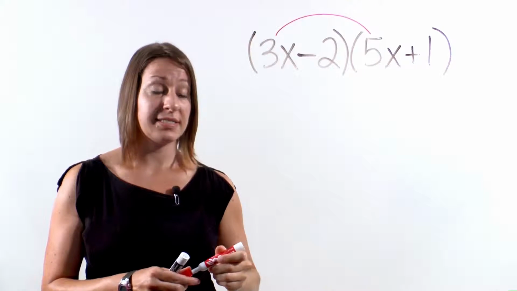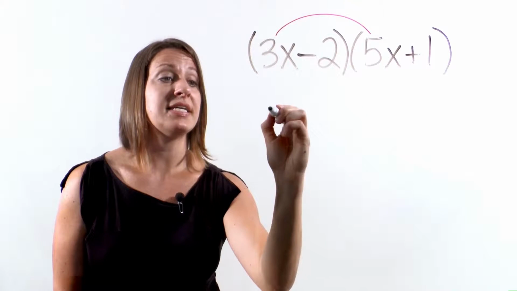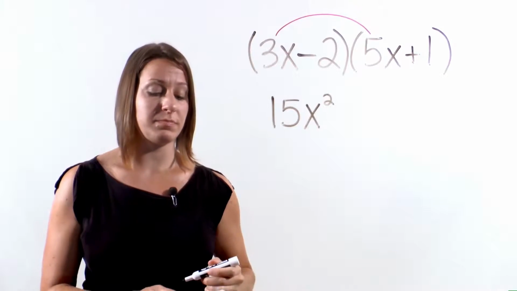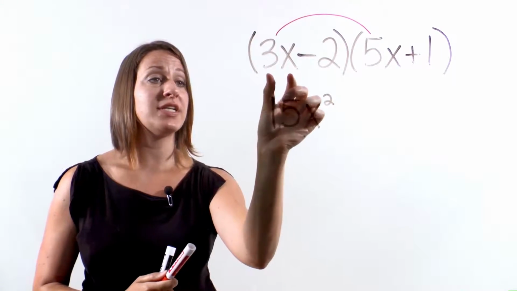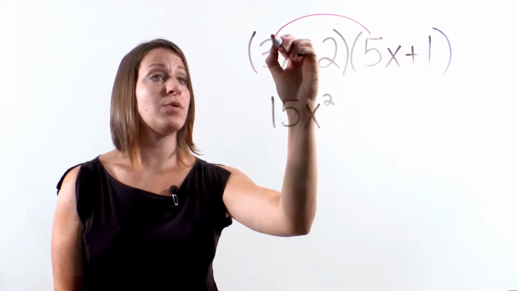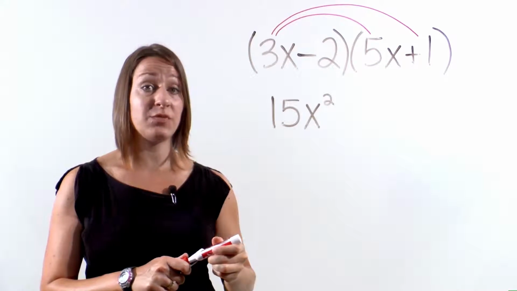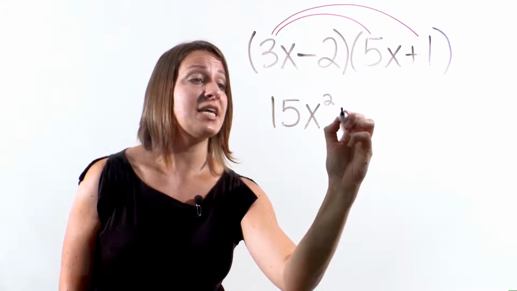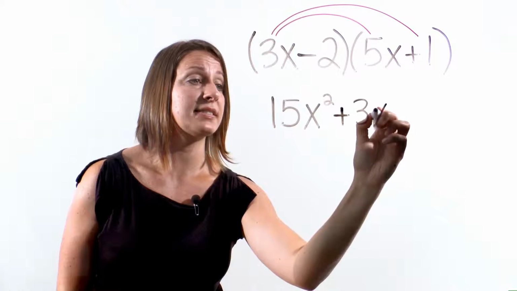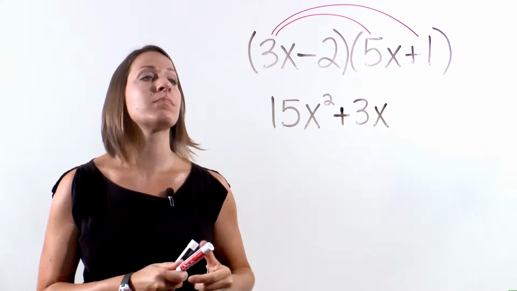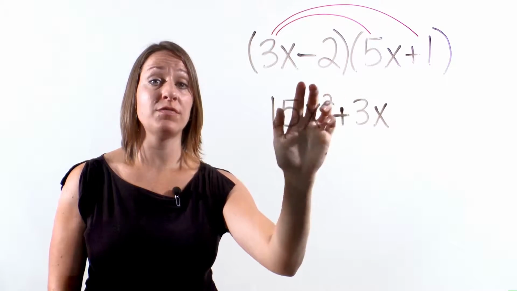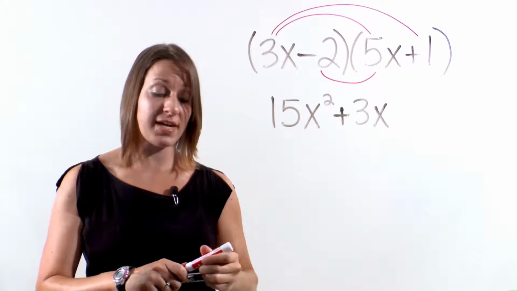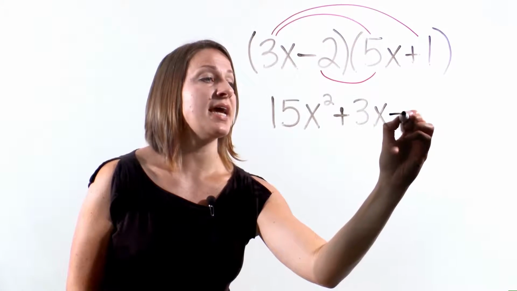3x times 5x is a 15x squared. Next, we're going to take 3x again, and we're going to multiply it by the positive 1 from the second binomial. 3x times positive 1 is a positive 3x. Now we're ready to start with the second term of the first binomial, which is a negative 2. Negative 2 times 5x is a negative 10x.